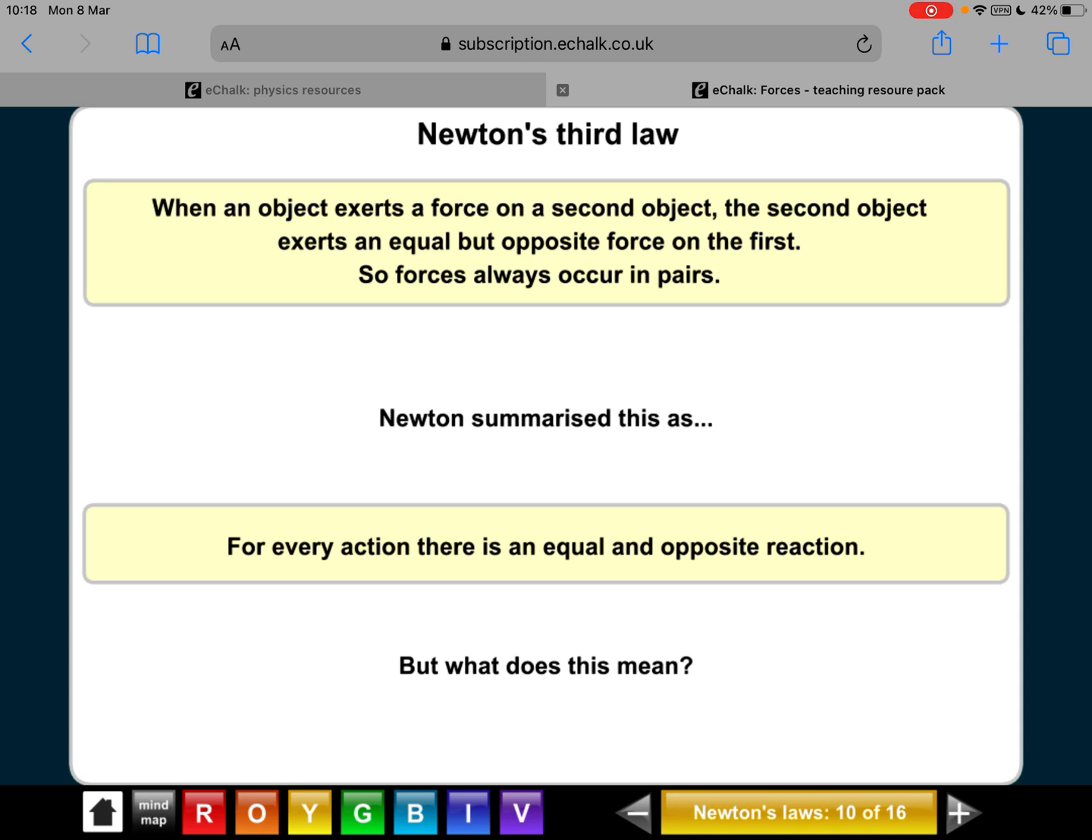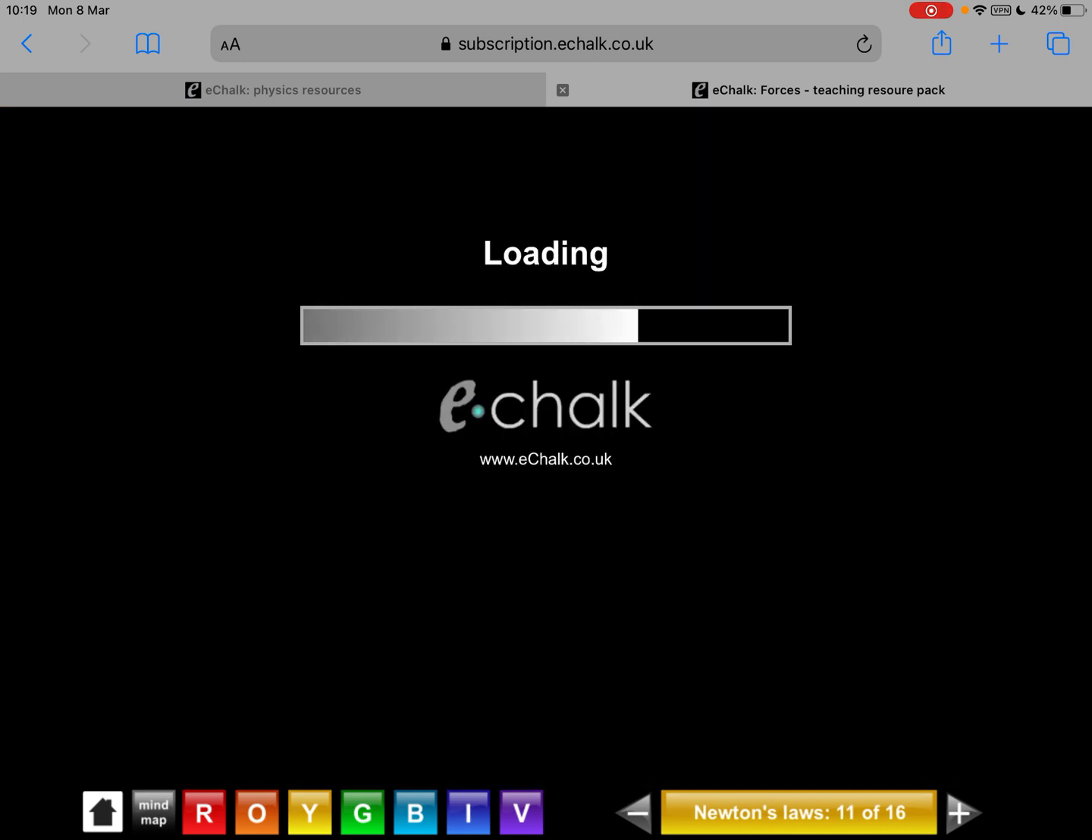Hi folks, this video is going to explain Newton's third law of motion, which is a bit more straightforward than the first law because it can be summarised by saying for every action there's an equal and opposite reaction. Basically what that means is if object 1 was to exert a force on object 2, object 2 would then produce an equal and opposite force on object 1.